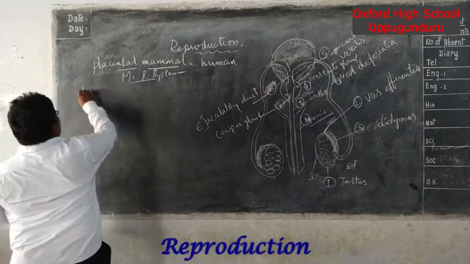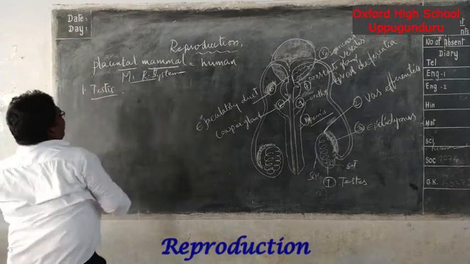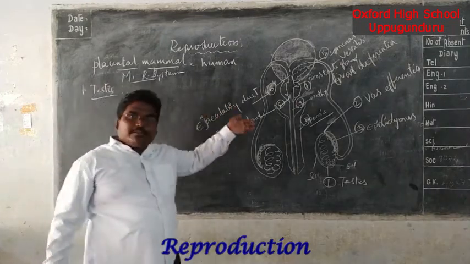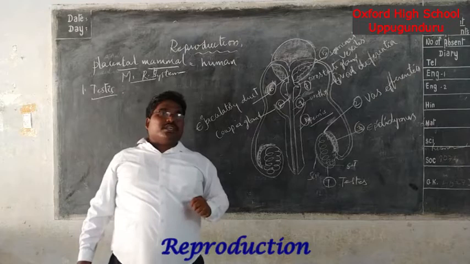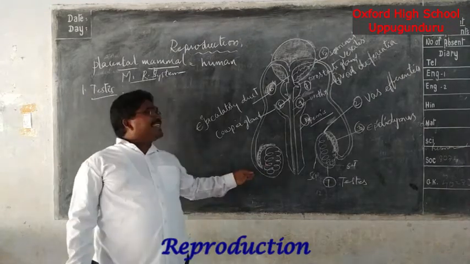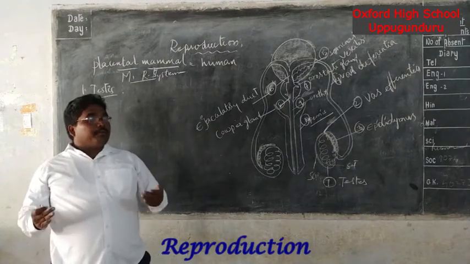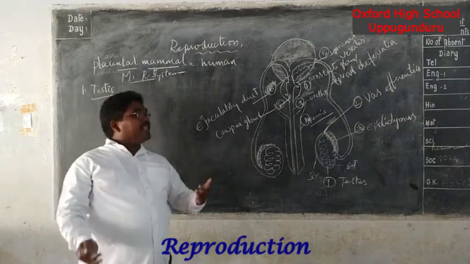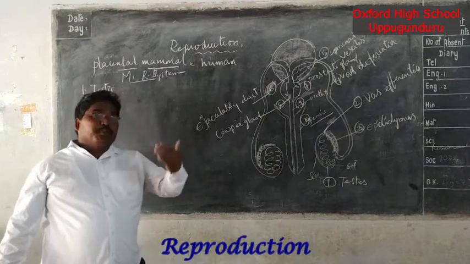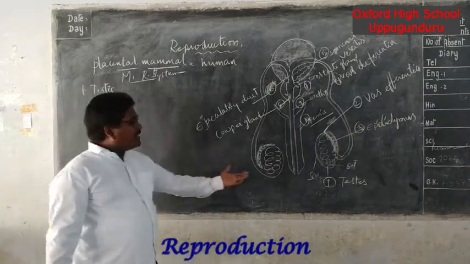The first part is testes. I already told you that different types of parts are present in the male reproductive system. They are present in the female reproductive system also, but we are discussing here the male reproductive system. Every part has its own role to play. The first one is testes.